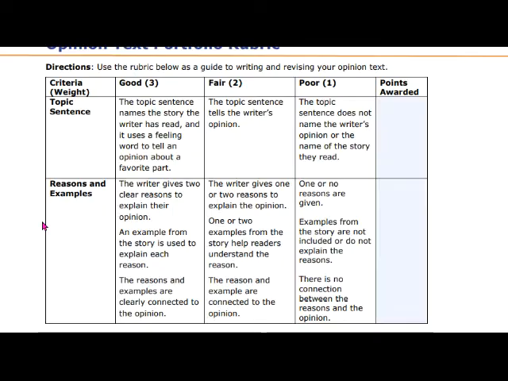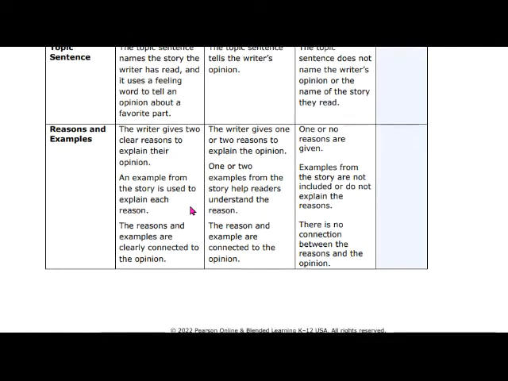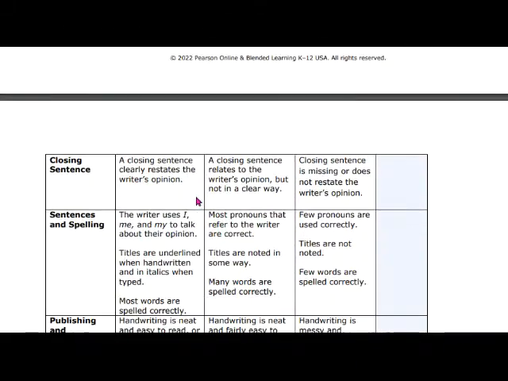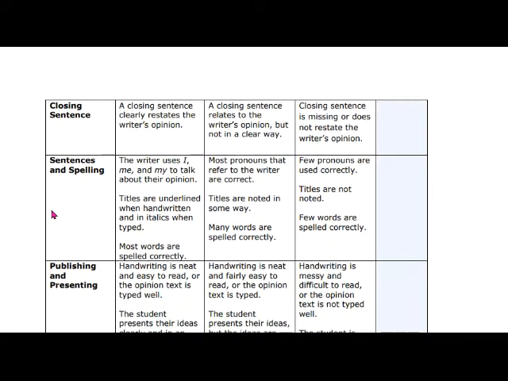So let's go back to our rubric and make sure we did not forget any steps. We have our topic sentence. It names the story that we read, Wallace, and it uses a feeling word to tell the opinion about their favorite part. So the best part, that's how I feel, right? We have reasons to explain our opinion and examples from the story that go with those reasons. We also have the closing sentence that restates the writer's opinion. Wallace being too light to teeter-totter is my favorite part. We did use the word I, me, my. We used that at least once, and we underlined our title.